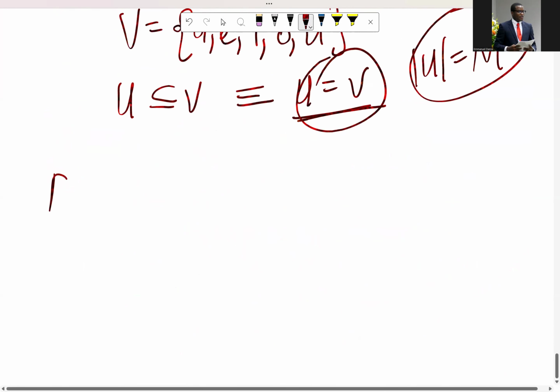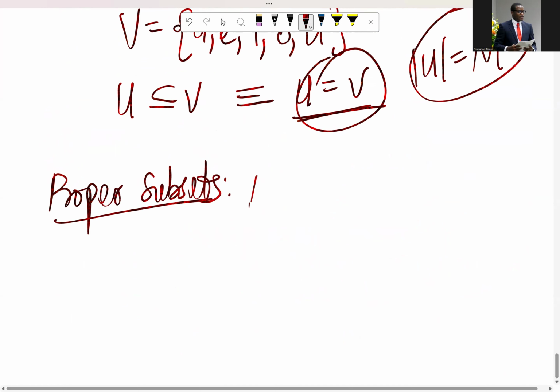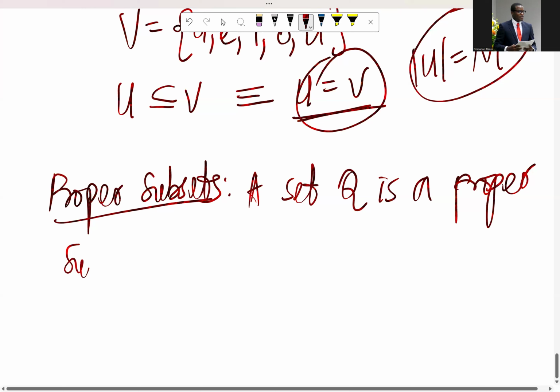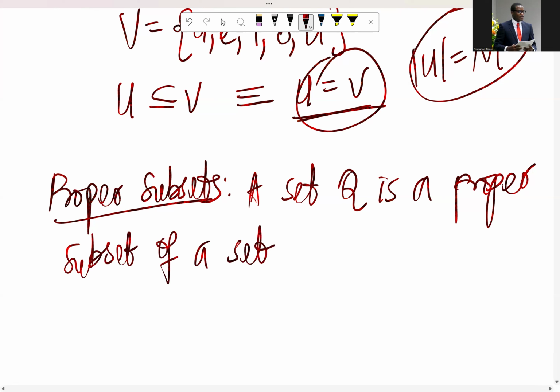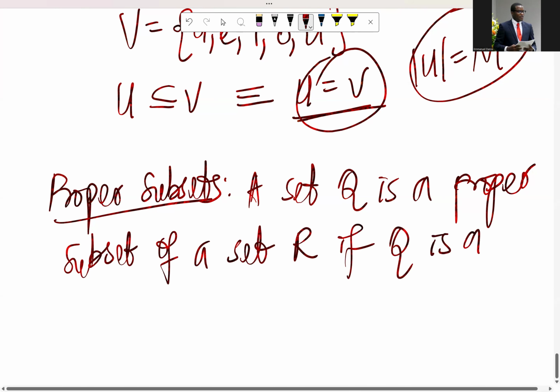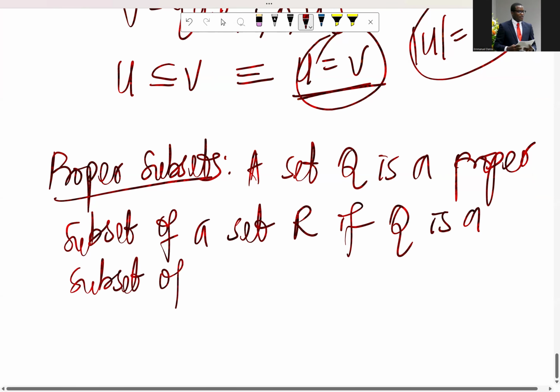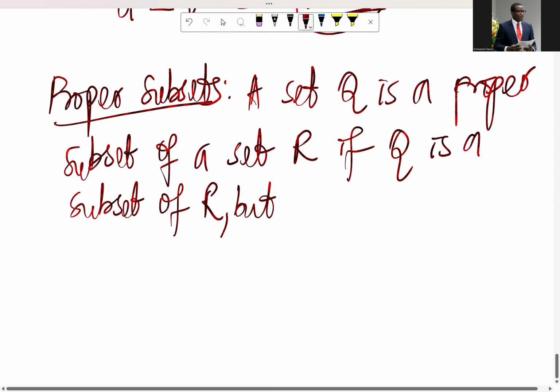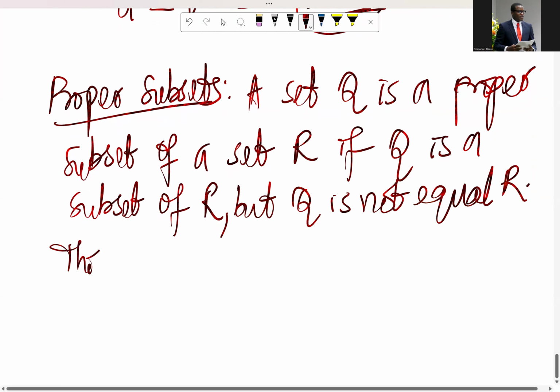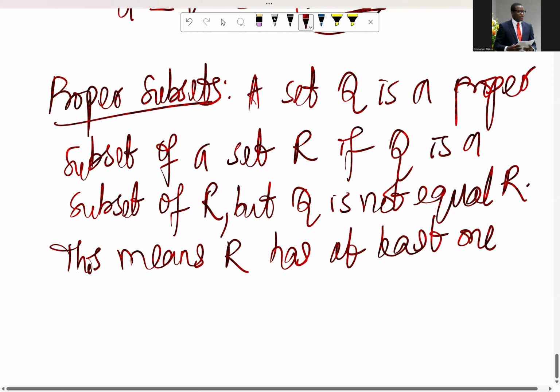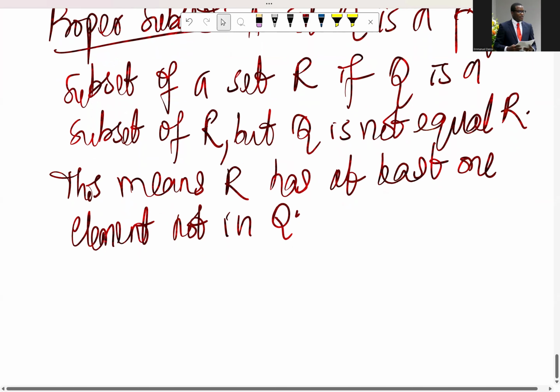Can we talk about proper subsets then? The word proper should tell you something. A set Q is a proper subset of a set R if Q is a subset of R, but Q is not equal to R. This means R has at least one element not in Q.